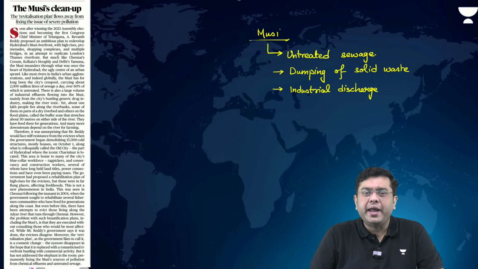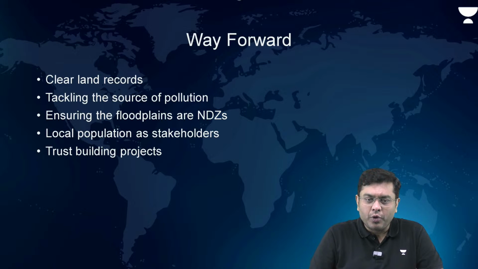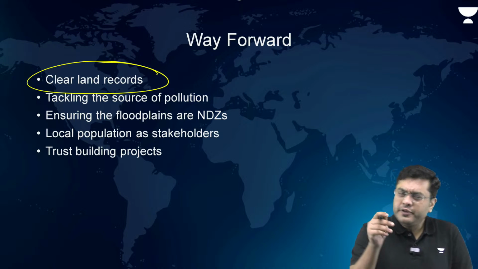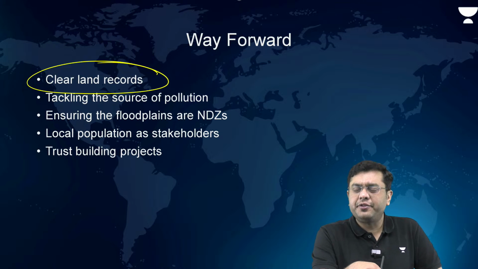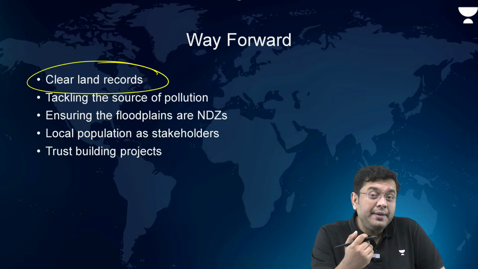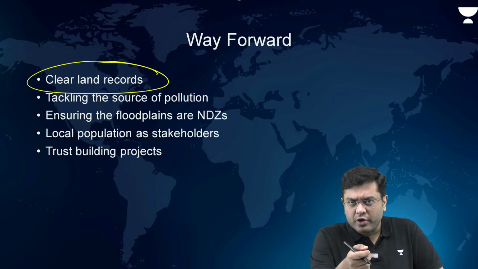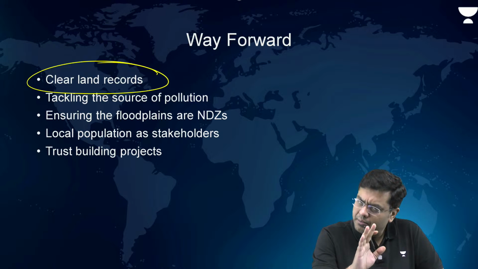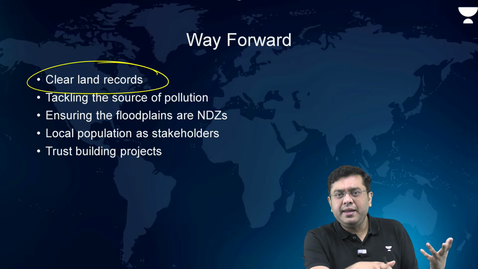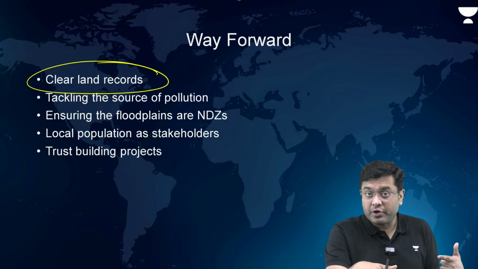Now, what can be the way forward? First of all, one of the major issues that state governments or local governments face in terms of rehabilitation activities is that many times the population doesn't have land records for the place they are living in, even though it is not an illegal settlement, so they don't have the land records.